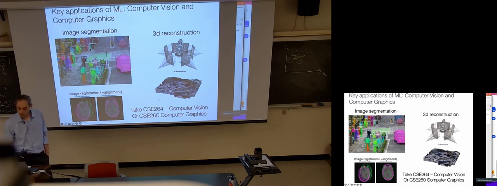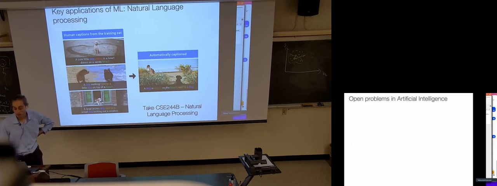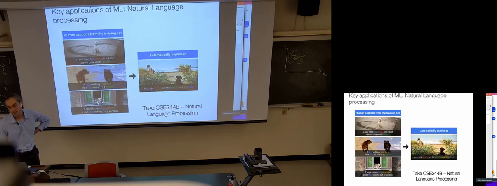But anyway, there are courses that we offer in the department. So we can take CSE 264, 260, computer vision, computer graphics, or the natural language processing course, which is 244B. If you want to see more of these applications, of how ML is used in these settings.